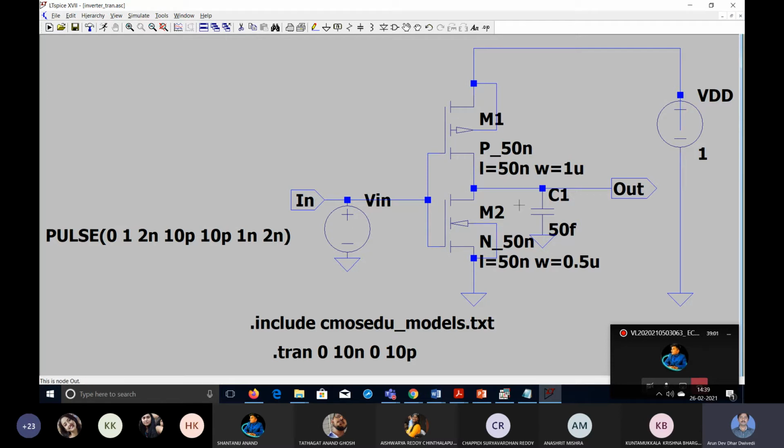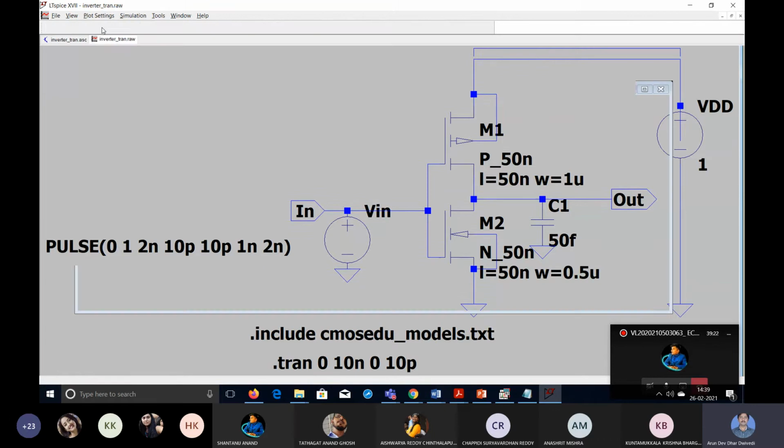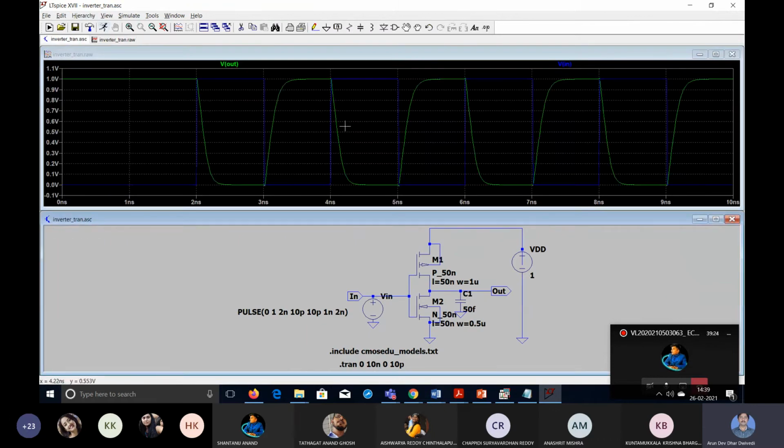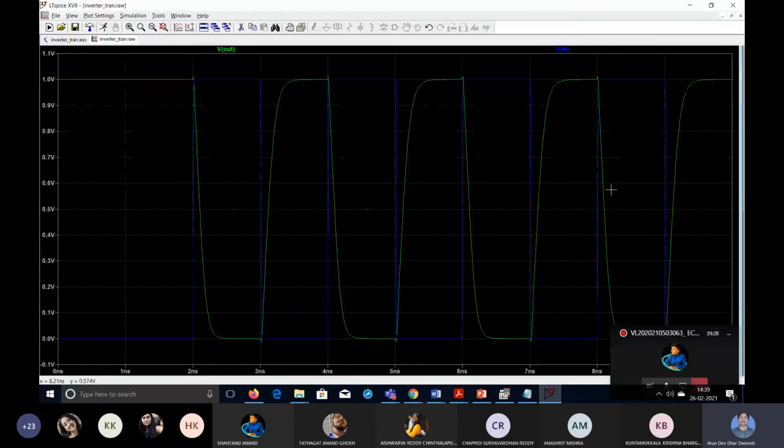But if you see the output pulse of this circuit, there will be a significant delay between the changing of the state from high to low or low to high. It will take some time to change the state. That will be visible if I simulate it and show it. So let us simulate it. Plot setting is also done for this one, so this is why it is showing in this way.